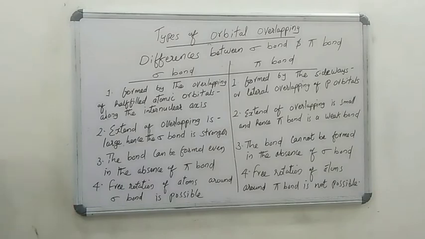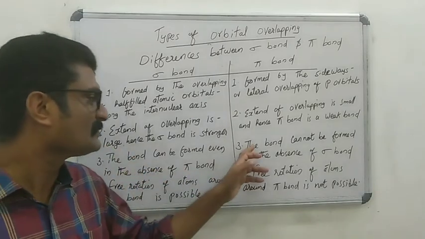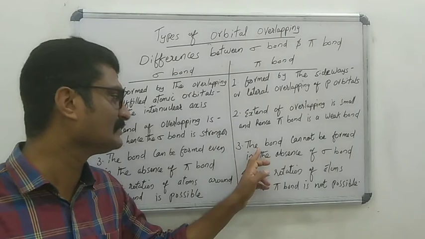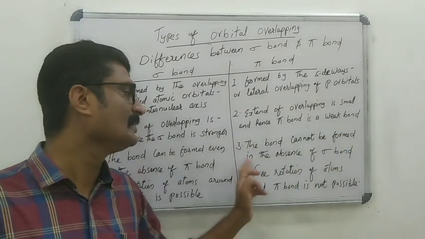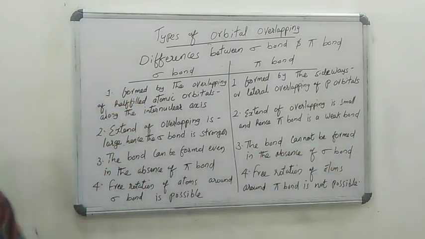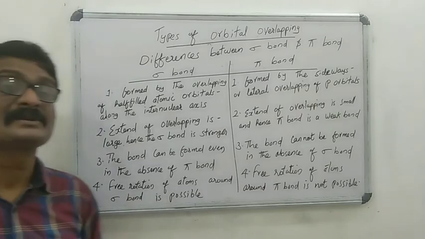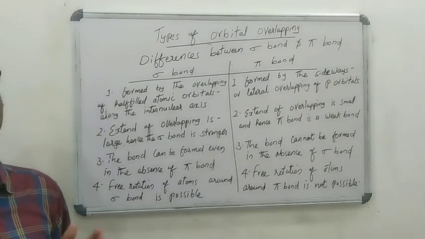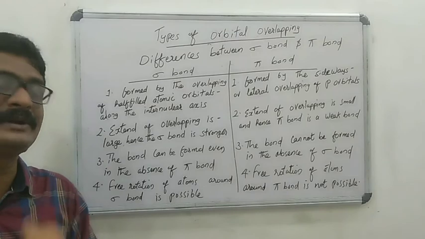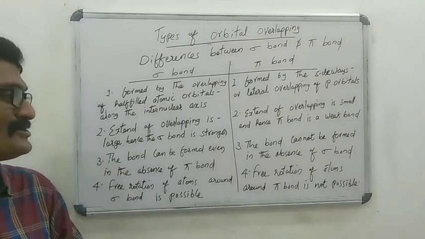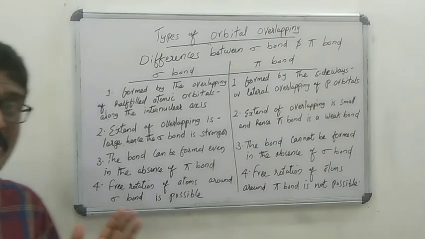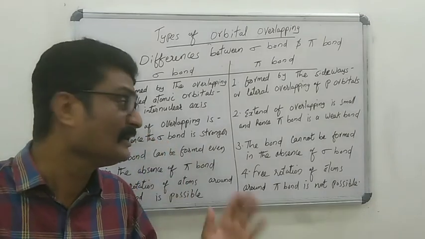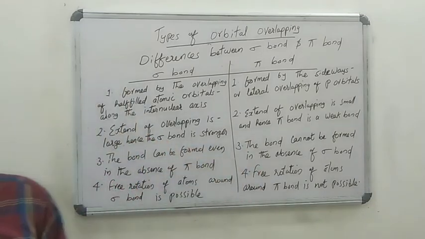The third difference: a sigma bond can be formed even in the absence of a pi bond. But in the case of pi bond, the bond cannot be formed in the absence of sigma bond. That means sigma bond can be formed even in the absence of pi bond, but the pi bond cannot be formed in the absence of sigma bond.